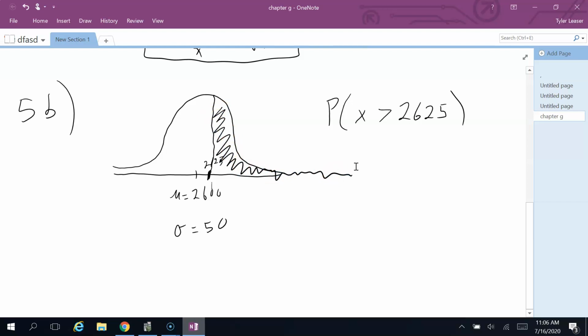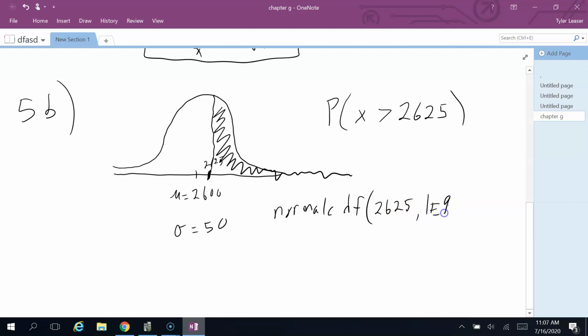In chapter 7, we looked at a lot of different ways of finding this area. The easiest way is just going to be using the calculator. Anytime you're looking for the area under the curve, you're going to be doing normal CDF. Let's go ahead and write out everything we need. So we're going to find normal CDF in the calculator, and then it's going to ask for the lower and the upper limit. The lower limit for this area is the starting point, that 2,625, and this thing goes up forever, so it goes up to infinity.